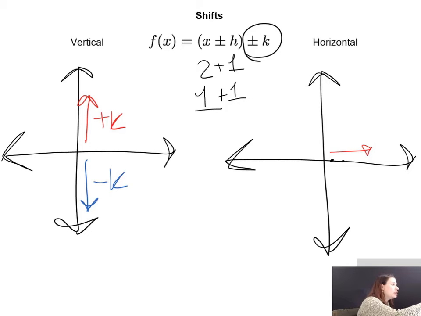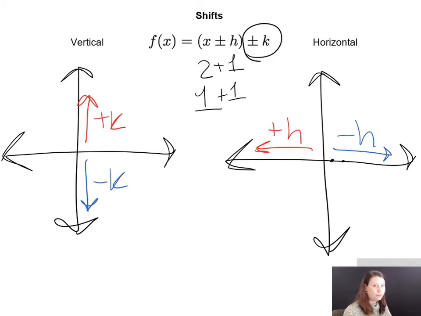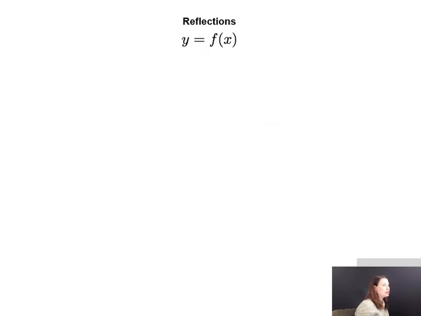So it's no longer to the right for positive, it's to the left for positive h, and then to the right for negative h. Just remember, if it's with x, it goes in the opposite direction. k goes in the real direction. So that's a shift. Now the next type of transformation is a reflection.